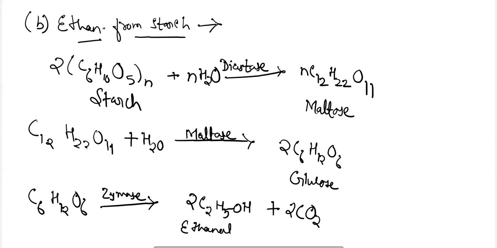So this is the industrial preparation of alcohols by fermentation. For today, I am ending the class here. We have completed the preparation methods of the alcohols. In the next class, we will see the preparation methods for phenols. Okay, so today I am closing the class here.